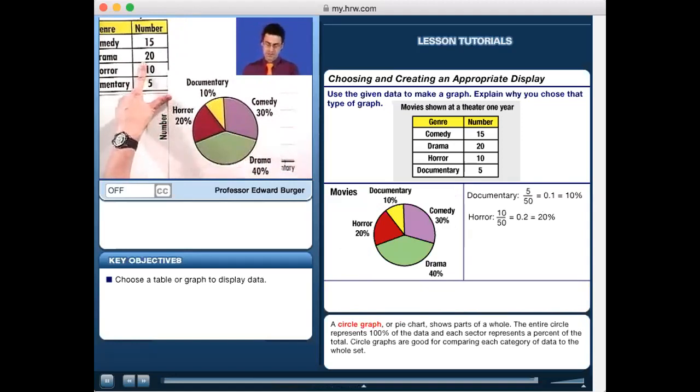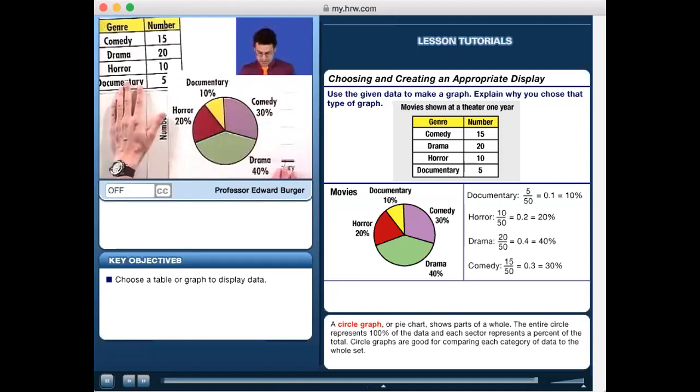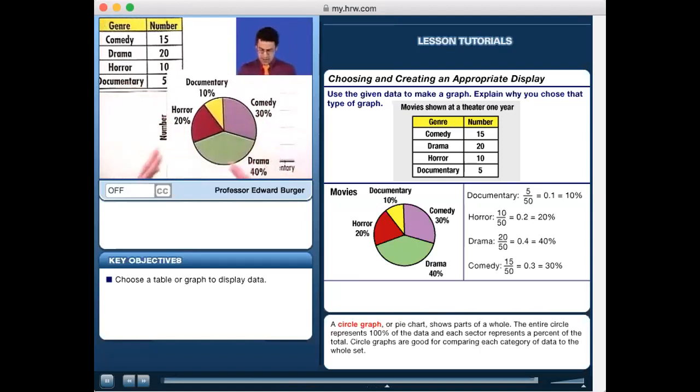So what is 20 over 50? Well, that's going to be 0.4 or 40%, and so on with the comedy. So we can actually produce this. Why would you want to look at a pie chart? Well, a pie chart is sort of nice because it shows the categories as part of the whole.